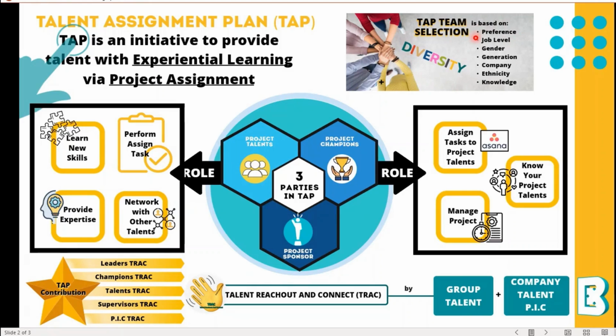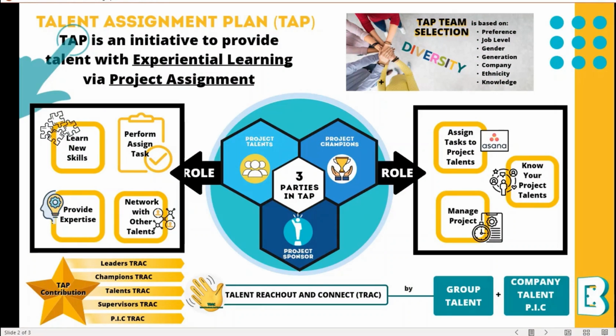First, we look at preference. What it means by preference is, if you could recall, a few months ago, after the talent engagement event hosted by our group MD, there was a survey rolled out for us to indicate our preference towards certain project. So based on that result, we select your preference.